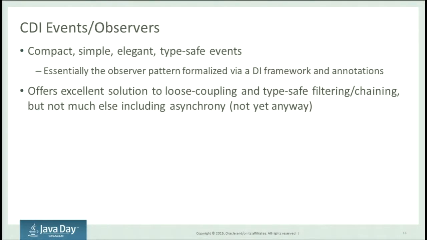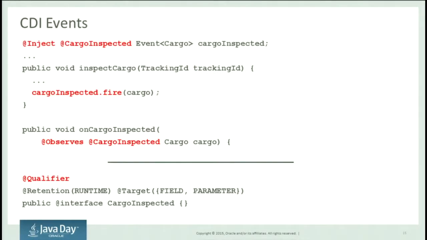events in your system. In CDI 2, this may change. In CDI 2, they are looking into making CDI events actually asynchronous, so that potentially may change as well. But other than that, it's a simple, elegant, and type-safe way of handling events in your system. You can basically think about it as the Gang of Four observer pattern, formalized inside of a DI framework nicely with some annotations. It becomes clearer when you take a look at a simple example.